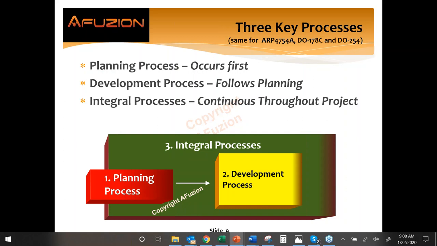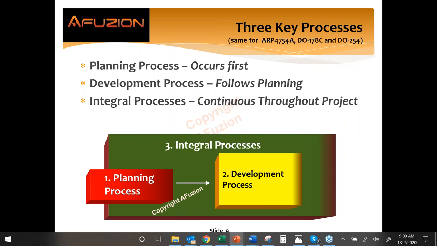Then the development process. That's not the implementation. It's the development. Development is requirements, including safety. Remember the previous slide. Then it's the detail requirements, then the design, then the implementation, then the integration. All of that is the development. It must follow planning. In the background, we've got the integral processes. Those are continuous throughout the project.